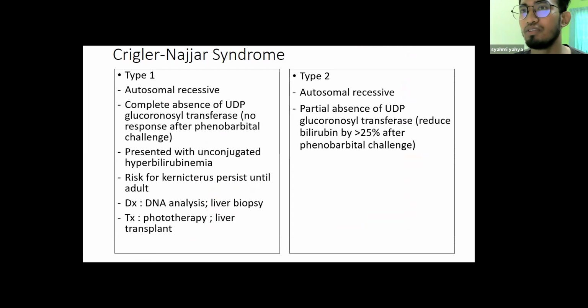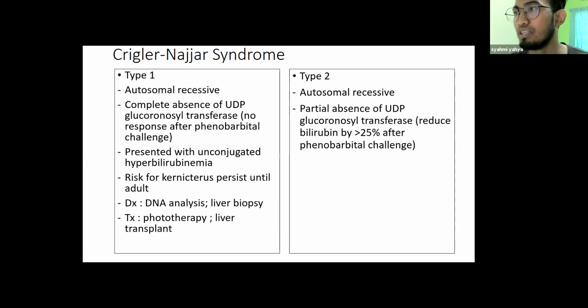There is no UDP at all. So it cannot conjugate. When it cannot conjugate, it cannot enter the biliary tree. So it will go back. So when we do a blood test, the patient presents with unconjugated hyperbilirubinemia. This unconjugated hyperbilirubinemia is a high risk for kernicterus. So for diagnosis, we do DNA analysis and also liver biopsy. For treatment, you can do phototherapy. However, we still need a liver transplant.